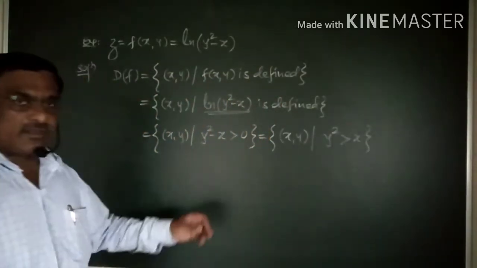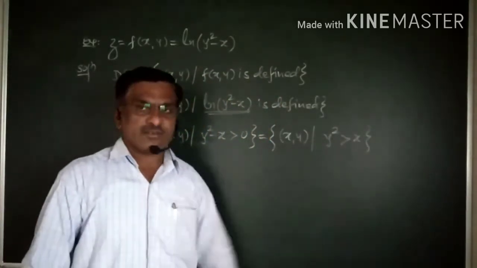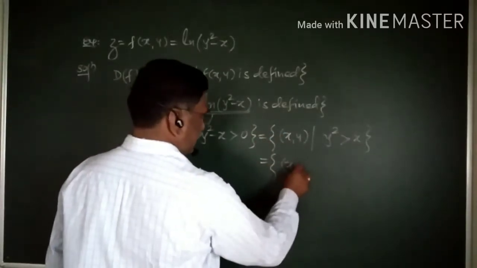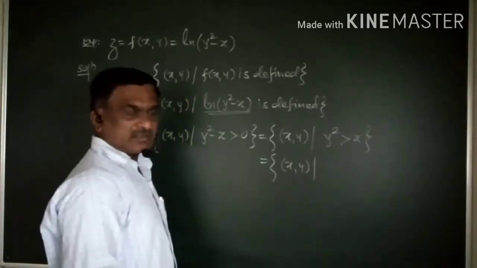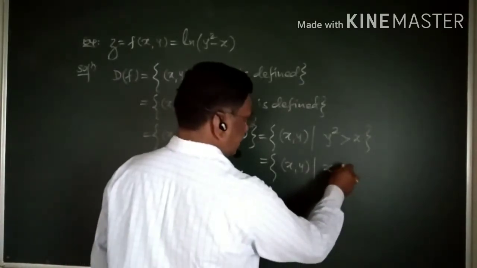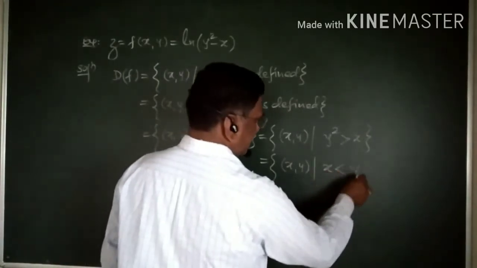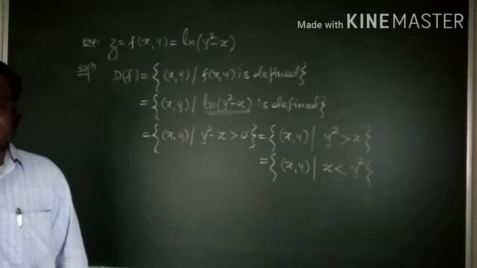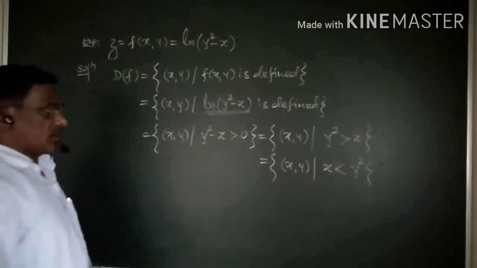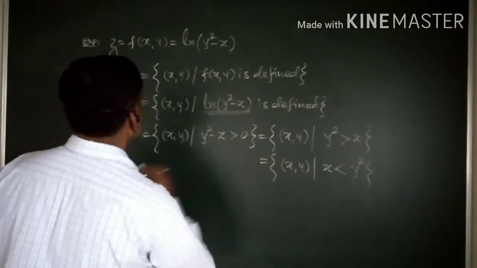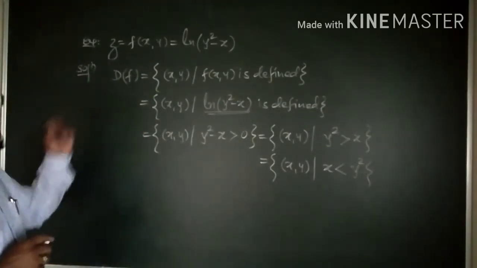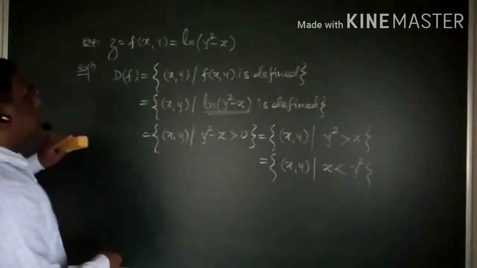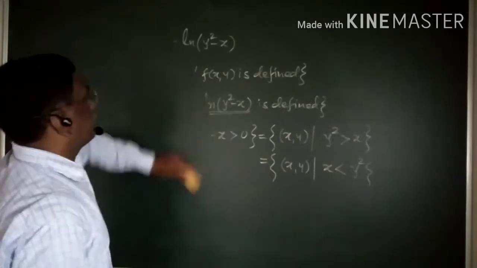Once we say that y square is greater than x, it means we have x y such that x is less than y square. This is the domain of the function f which is given to us. Now let us go for the sketch of this one.